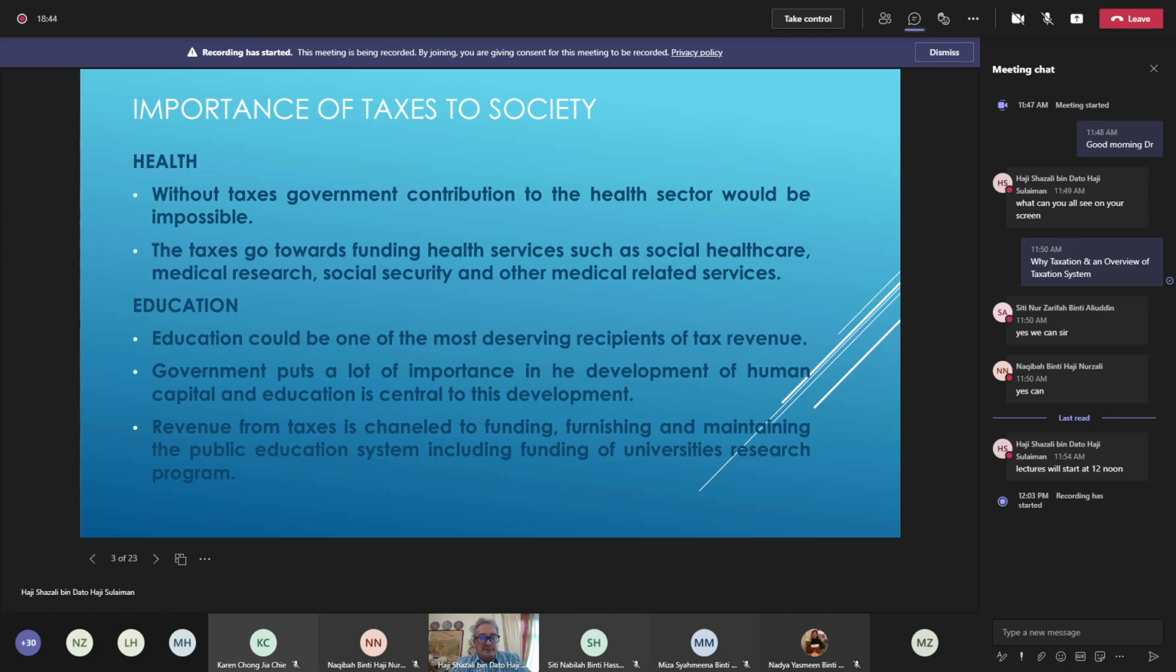The education system is important because we need to build the next generation of highly educated, motivated people, and that is done through the education system. Government puts a lot of importance on the development of human capital, and education is central to that development. Revenue from taxes is channeled to funding, furnishing, and monitoring the public education system, which includes funding of universities and research programs.